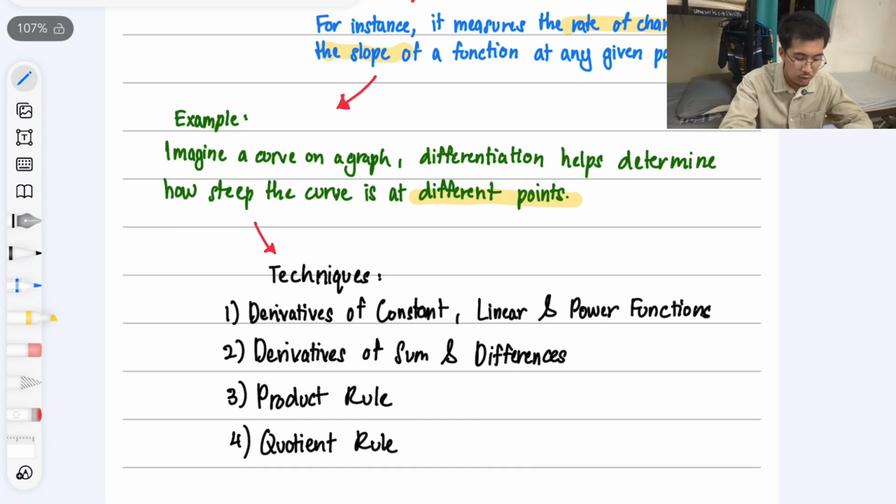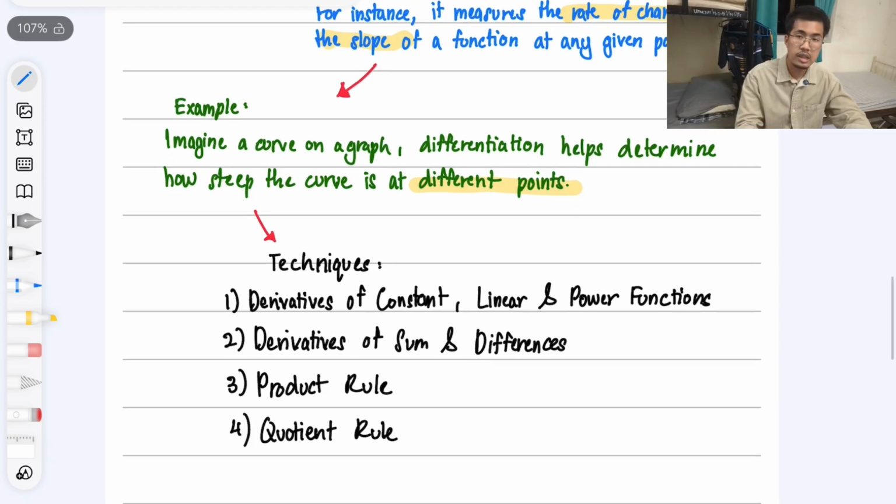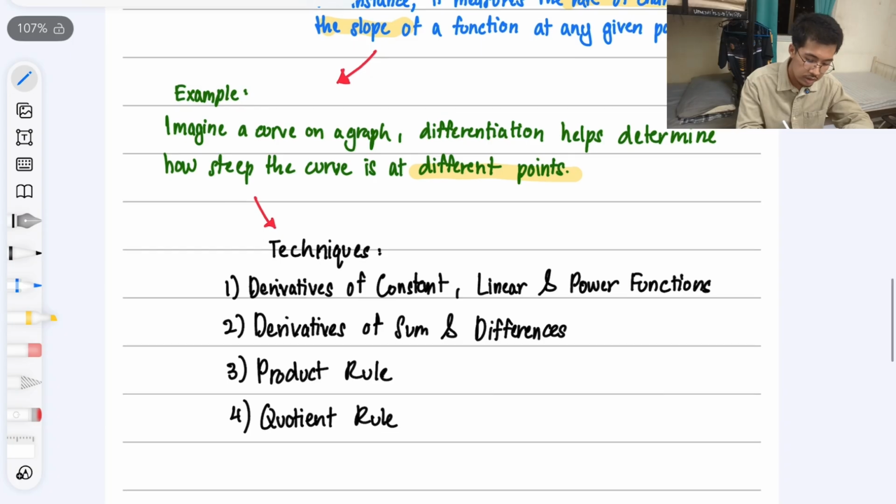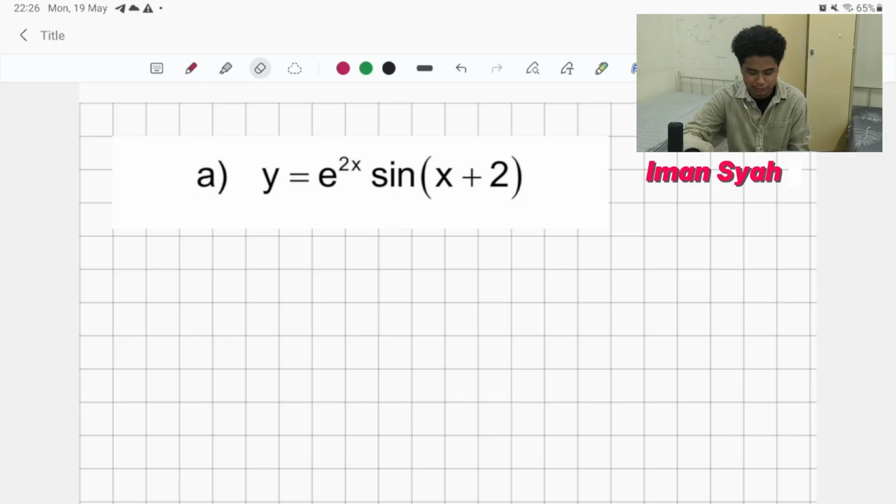So there are 4 techniques that we can use. The first one is derivatives of constant, linear and power functions. The second one is derivatives of sums and differences. The third one is the product rule, and the last one is the quotient rule. So I think this is what differentiation is all about. Right, so let's proceed to question 2a.